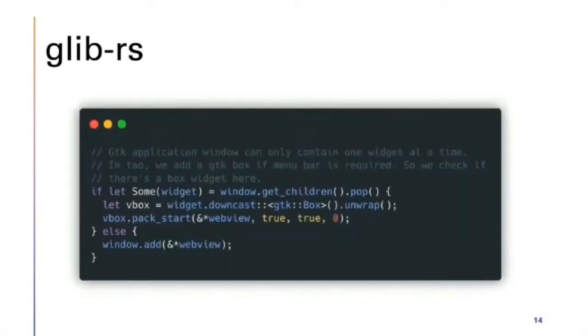Here's a code snippet from our library. Here we try to add WebView to the window, and if there's no menu bar, that means we can simply add it. But if there's one, that means we have to retrieve the GTK box, which is used to contain the menu bar. But what we really get from the get children method of window is a GTK widget. So we try to downcast it and then pack the web view into the GTK box.